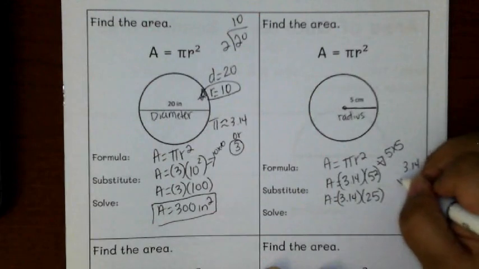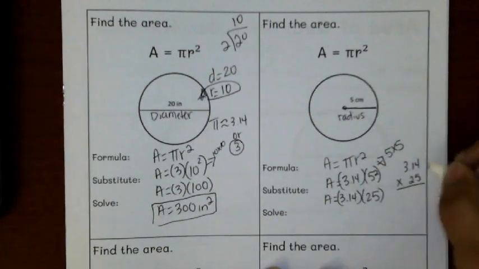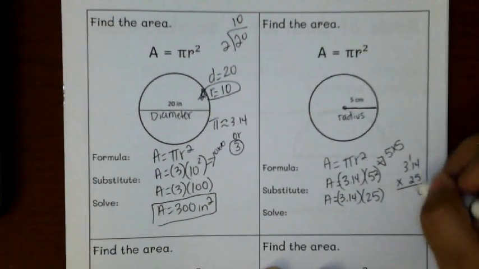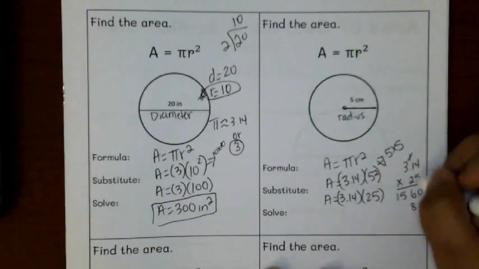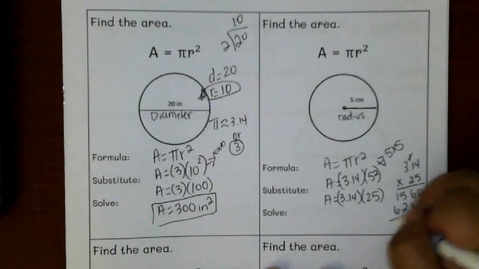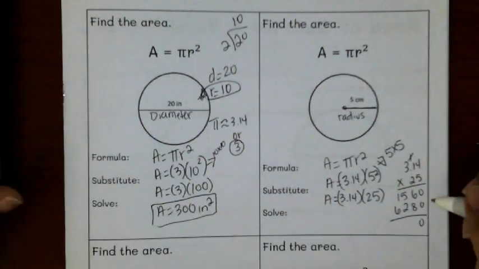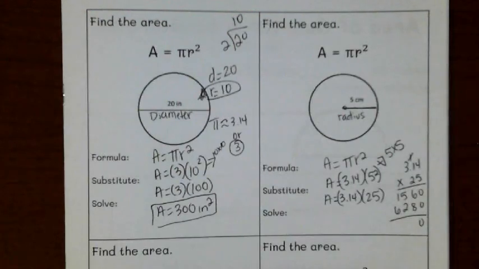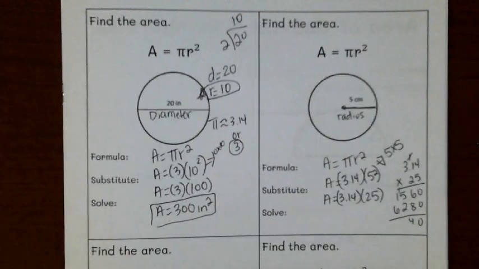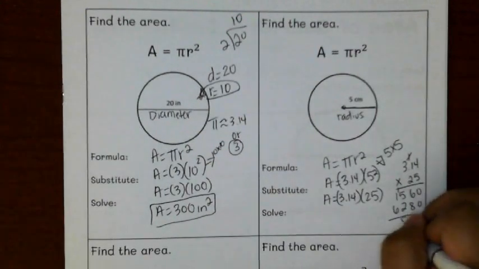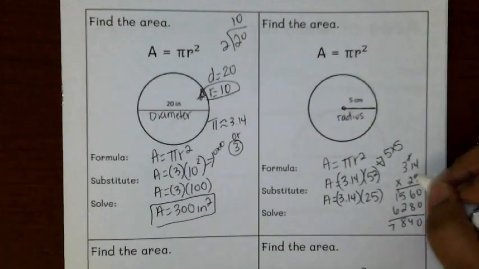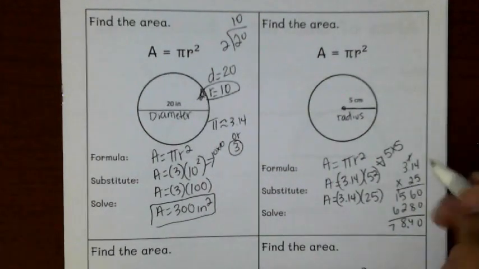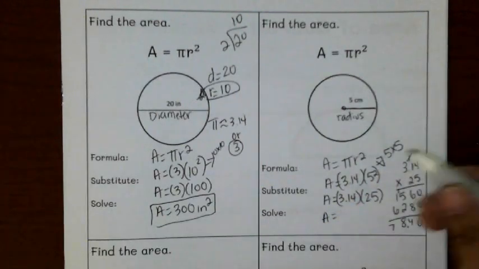4 times 5 is 20, 5, 6, 15. 2 times 4 is 8. 2 times 3 is 6. So here, 6 plus 8 is going to be 14. 5, 6, 7, 8, 6, 7. So we would get this right here. Okay, so 78 and 40 hundredths centimeters squared.